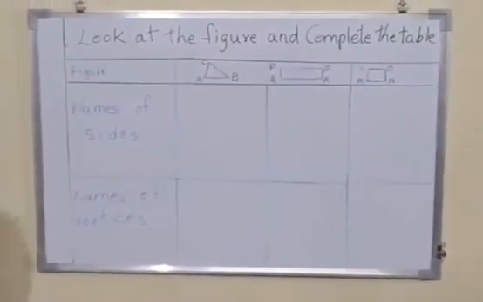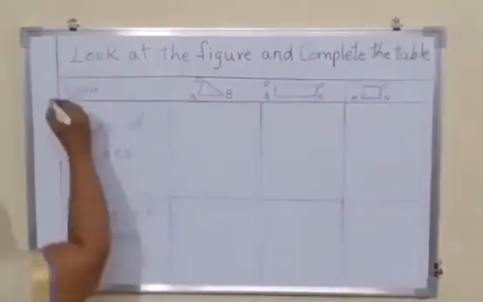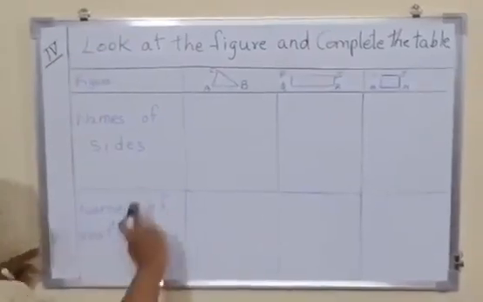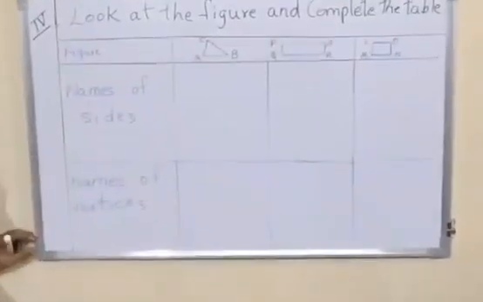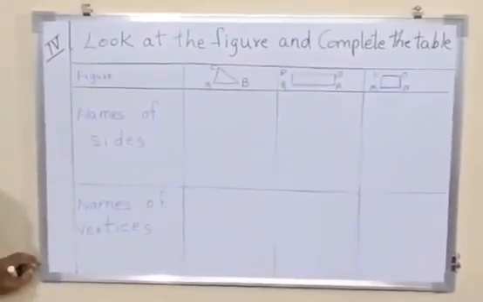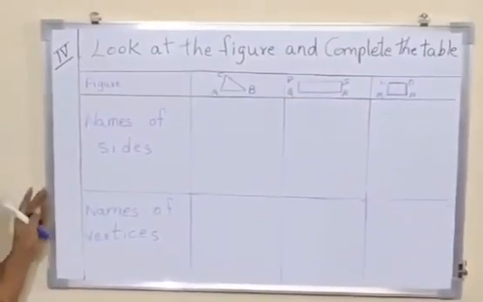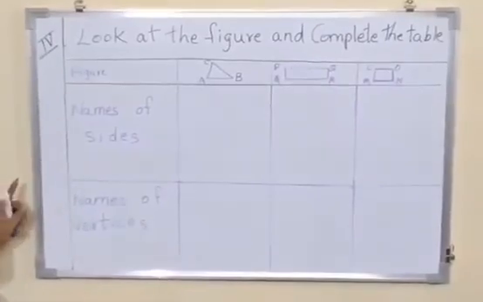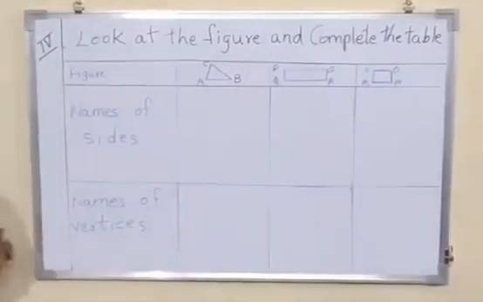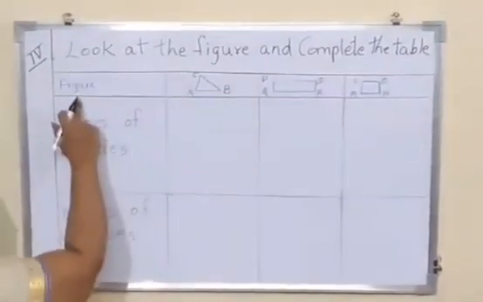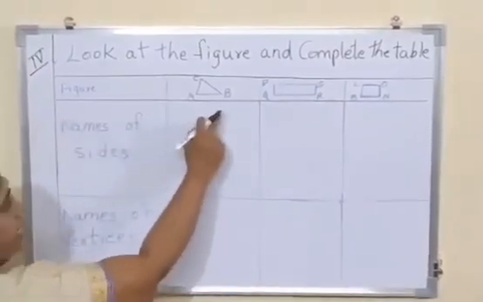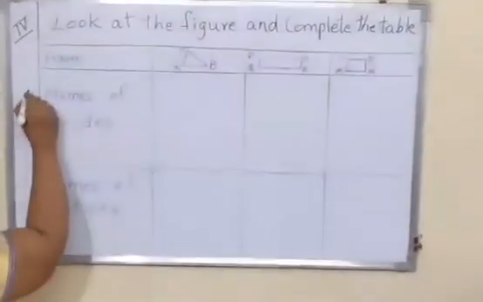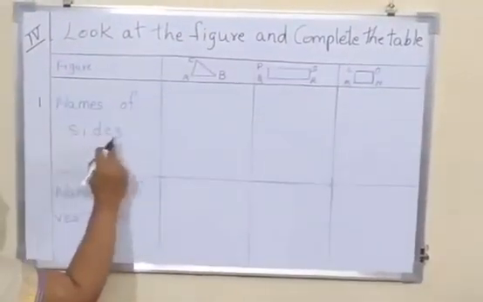Children, now we will do the fourth question. After the fill in the blanks, you will do this table. This table is also shown in your textbook, page number 6. If you cannot see properly or cannot understand this properly, you can see it in the textbook, page number 6, where they have given this table. Here, in the first column, they have given the figure: a triangle, a rectangle and a square. And the first thing they have asked is names of sides.